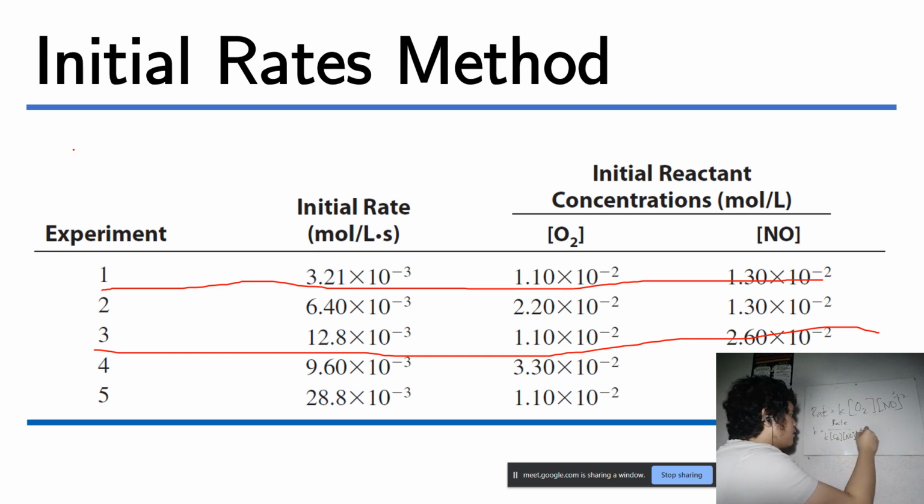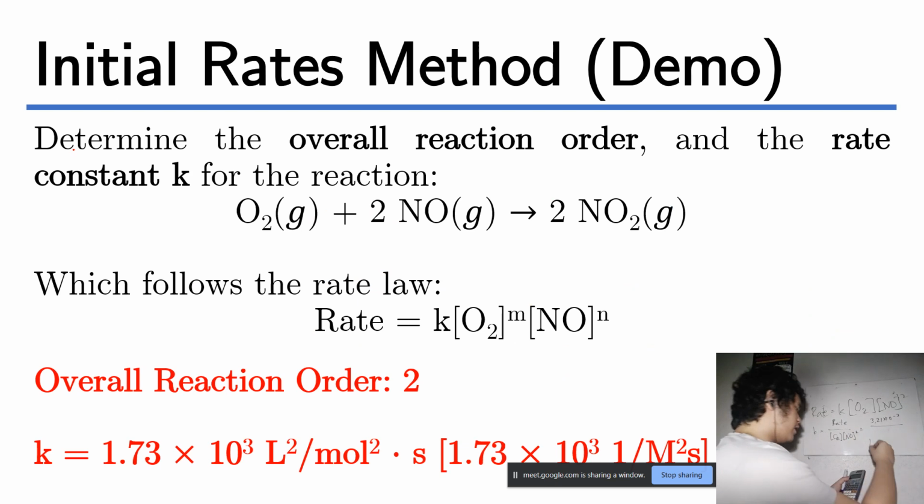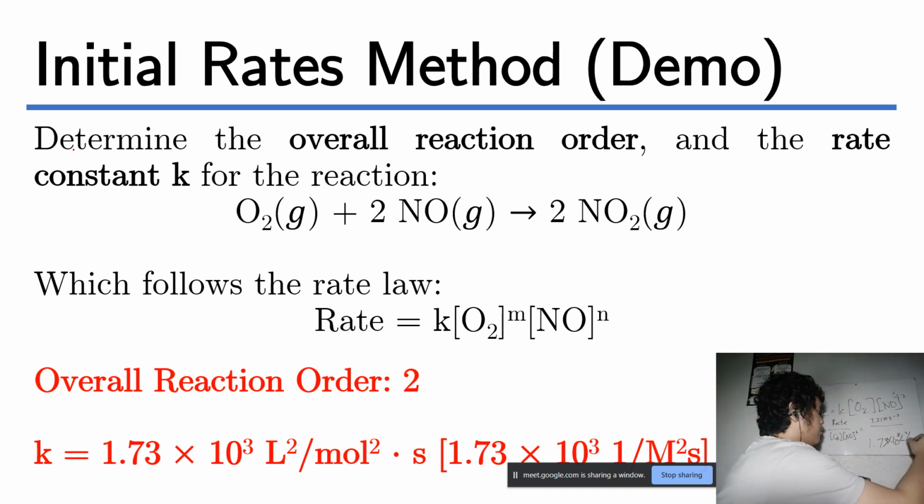So, substitute lang tayo. Sabihin natin, sige, experiment 1, 3.21 times 10 to the negative 3 over [O2] times [NO] squared. 3.21 times 10 to the negative 3 over [O2], which is 1.10 times 10 to the negative 2, times 1.3 times 10 to the negative 2 squared. We'll get, let's see, tama ako. Yan, tama. 1.73 times 10 cubed liter squared per mole squared second.